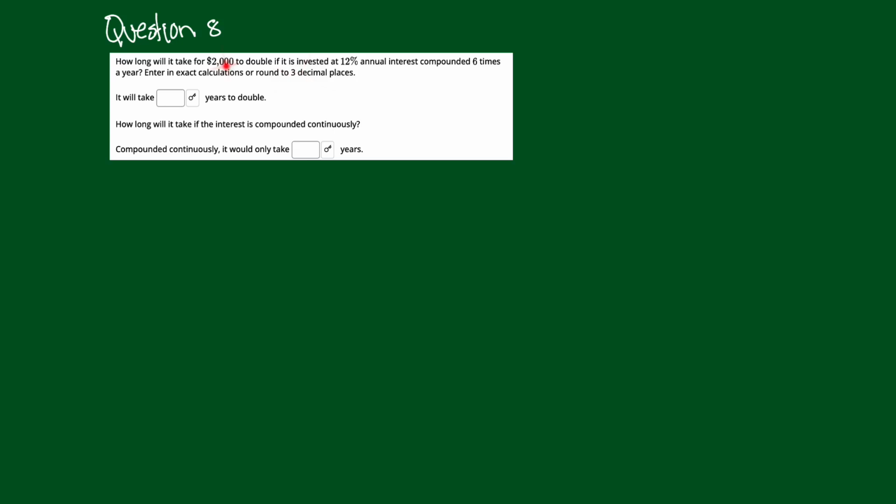All right, so what we're going to do is invest $2,000 at 12% compounded 6 times a year. How long is it going to take to double? So let's start with the compound interest formula.